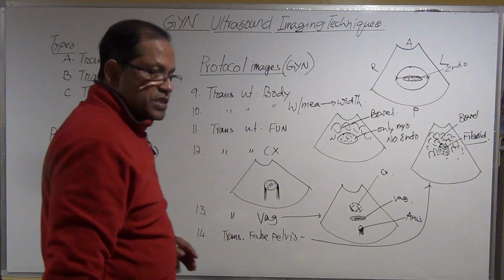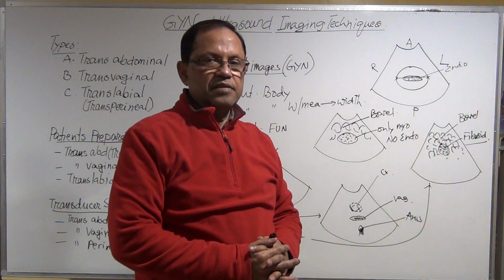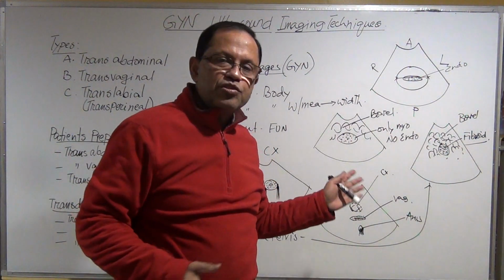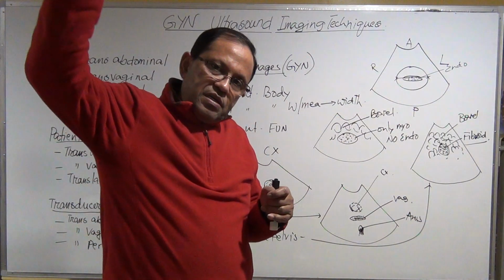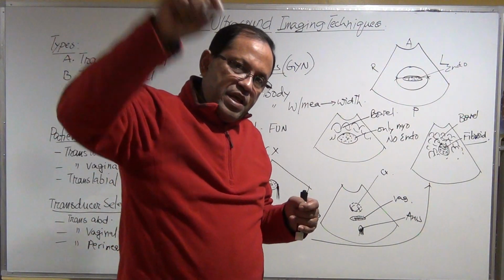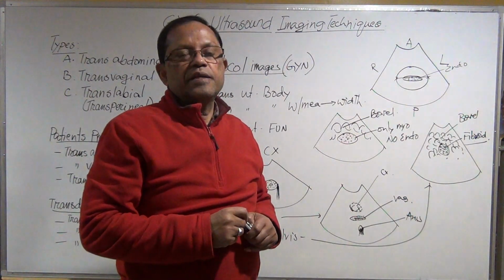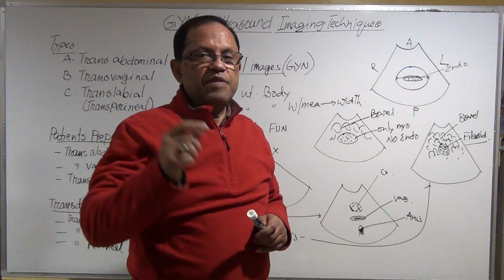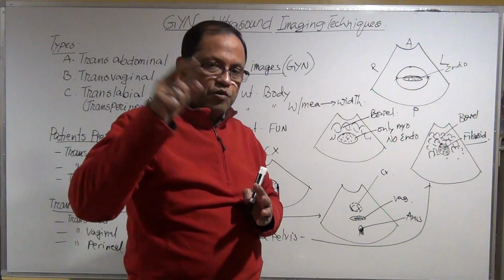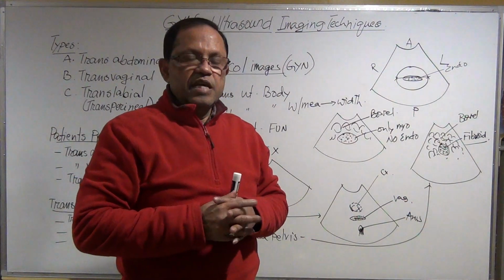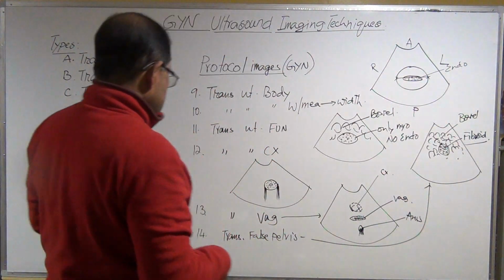Can we see the vagina in long view? Oh yes, we can. I always drew the vagina. There will be a bright hyperechoic line inside the vagina. If there's a tampon, the tampon gives shadowing and an echogenic line. If there's a collection of fluid, you will see it. We will discuss that in pathology.